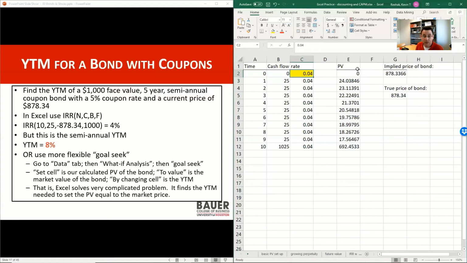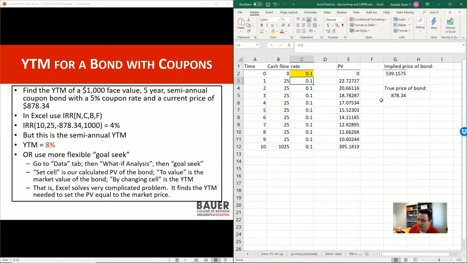Now, 4% is a pretty easy number to kind of hone in on. It doesn't always have to be so easy, and we don't want to be guessing and checking a million times to figure out what the right rate is that sets the implied price of the bond to the true price of the bond. What we can do is use a computer to do all that guessing and checking for us. Okay, so let's do that. That's the goal seek tool. I'm going to move this, let's just move this to 10%, say. Okay, so we're way off. I want to show how you can use Excel to do all this guessing and checking for us.